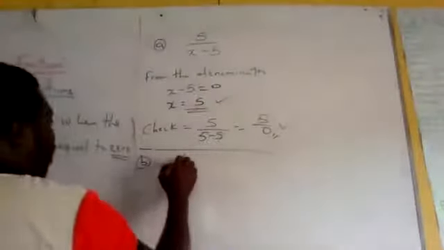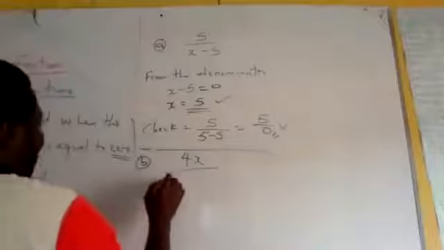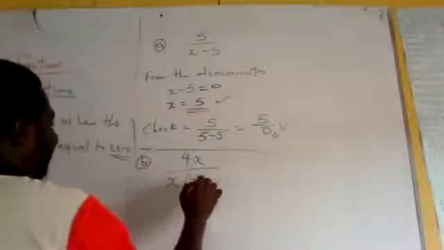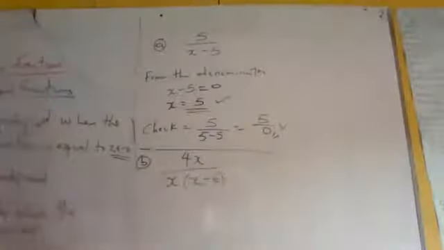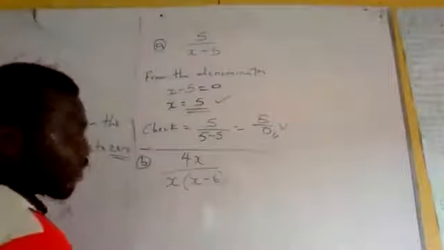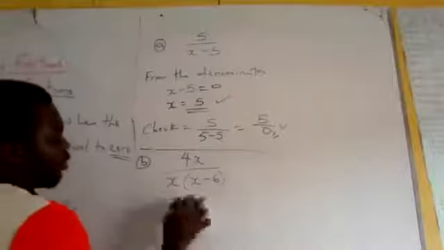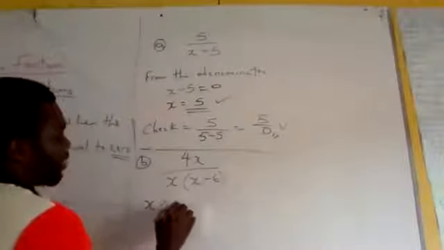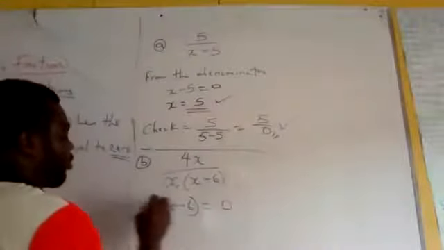The next question, what do you do? The same thing. They said 4x all over x, open bracket, x minus 6. Now, you need it to be undefined. What do you need to do? You take out the denominator. The denominator, x, open bracket, x minus 6, is equal to 0.